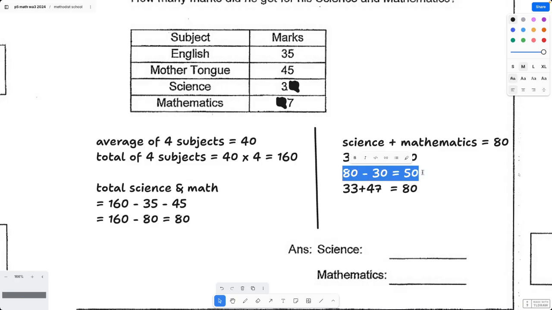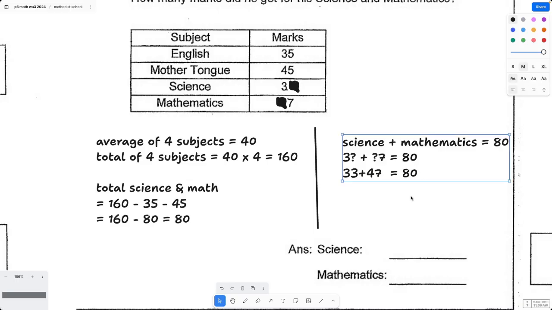Anyway, you can do guess and check. Generally, guess and check is the easiest. But if you know that 7 plus 3 is 10, that means you already know 3 should be the last part of this for science, and then mathematics is just this. So that's why the answer looks like this.